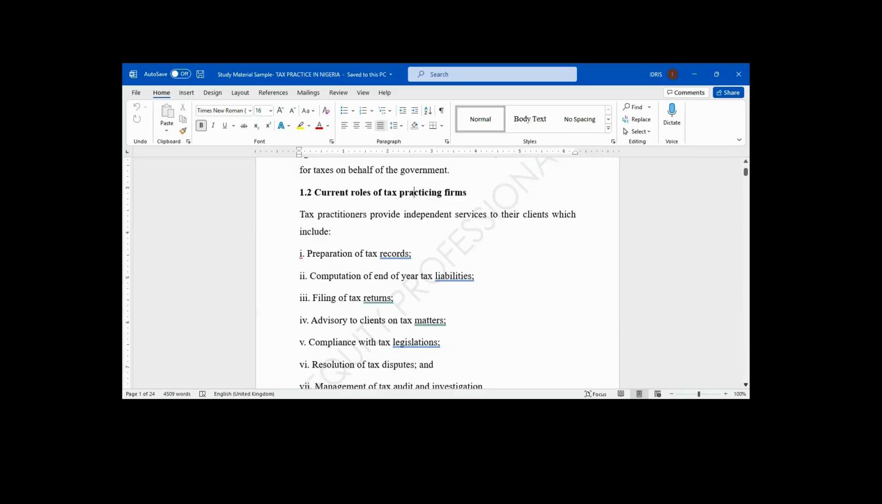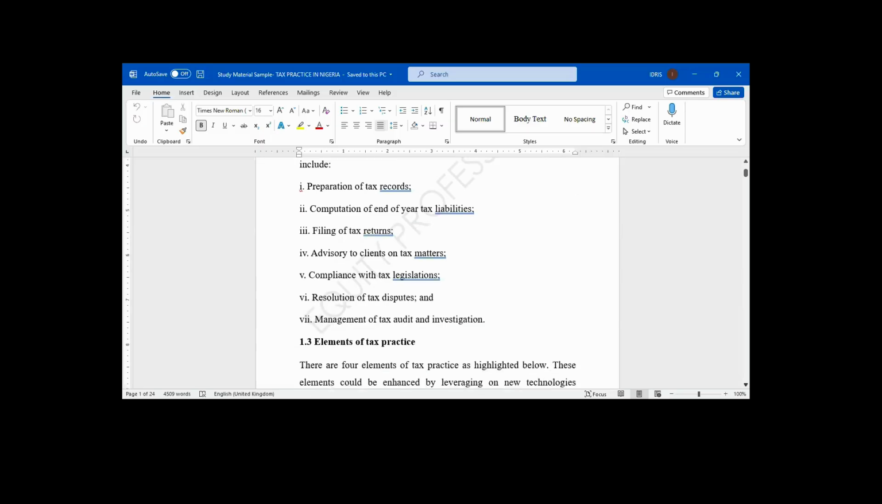Another role of a tax practice firm is to advise clients on tax matters. Anything that has to do with tax matters, they provide advice for them, like transfer pricing regulation, transfer pricing transactions, and some other international tax policy. They also assist clients to comply with tax legislation. This is one of the roles of a tax practice firm.